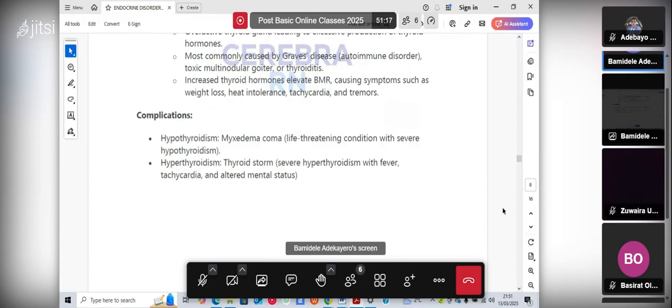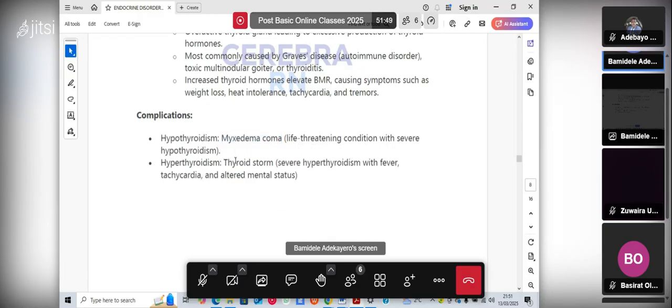There are quite a number of complications. But most importantly, for hypothyroidism, we have myxedema coma. So either of them will lead you to coma. Hypothyroidism can lead to myxedema coma because the basal metabolic rate is so low and the body cannot keep up, the heart cannot keep up enough for survival. Then the person goes into coma. That kind of coma is myxedema coma.